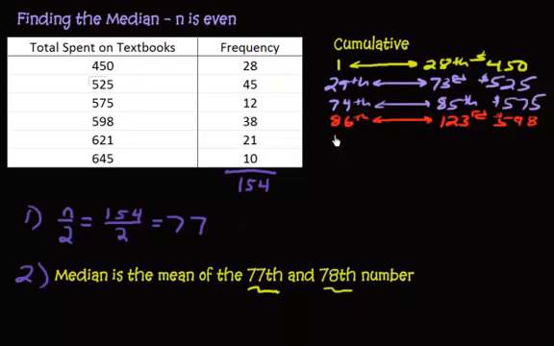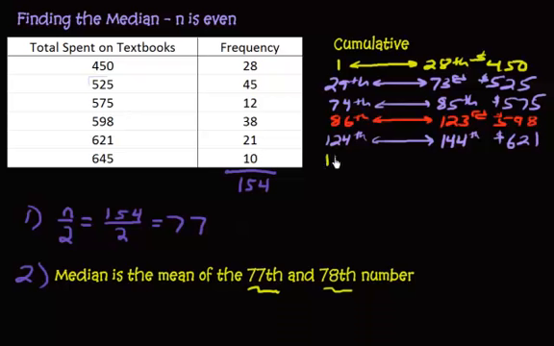Okay, and hopefully you can kind of see how this is working. So we're going to go on to the next one. That's going to be the 124th through, and then you would add up these 5 numbers, and you get 144, and the 144th person spent $621.